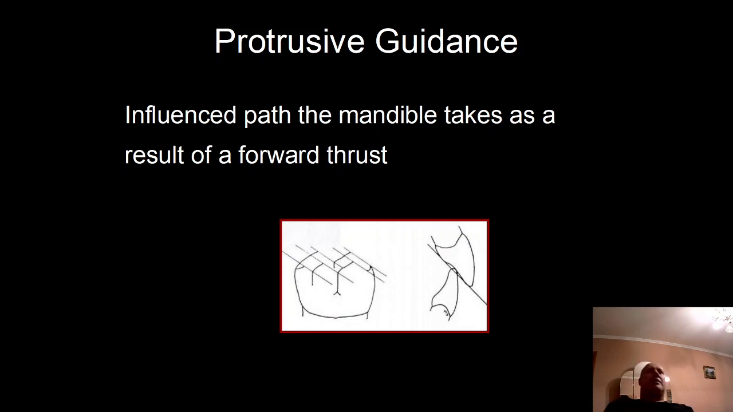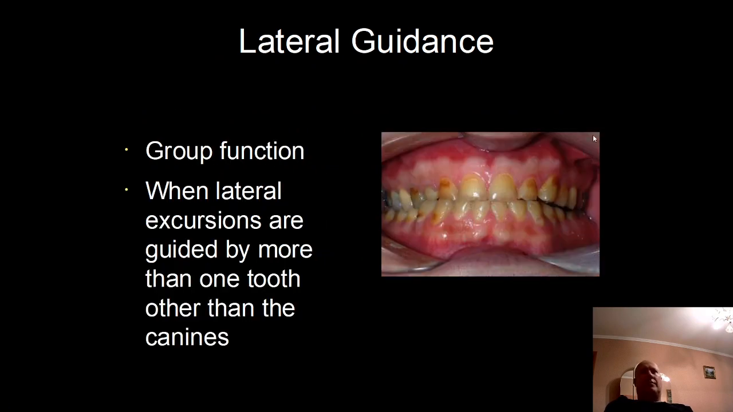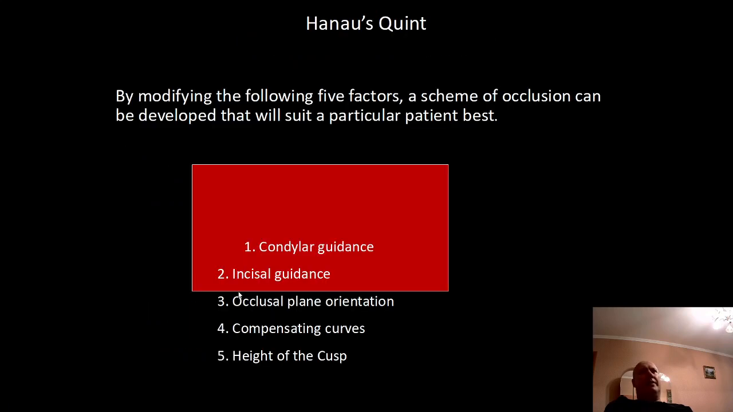Influenced part of the mandible takes as a result of forward thrust. Lateral guidance: canine. Group function: when lateral excursions are guided by more than one tooth, other than the canines.